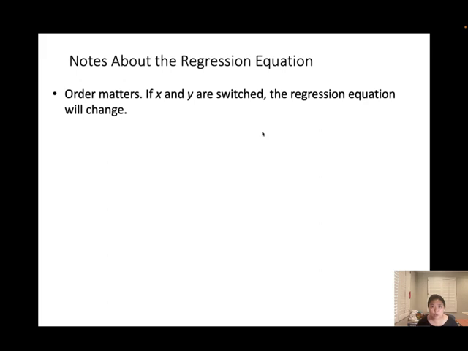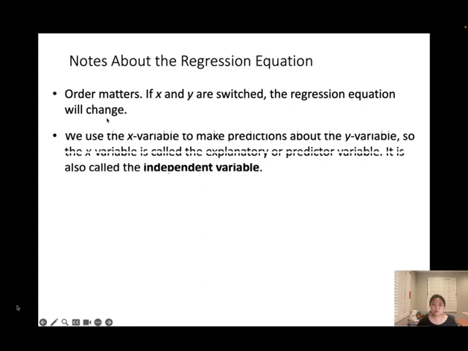Okay, note about the regression equation. Order matters. If x and y switch, the regression equation will change. Remember when we were finding the R, the correlation coefficient, we said if x and y switch, you're going to get the same R. But not the regression equation, okay? When you switch x and y, the regression equation will change.